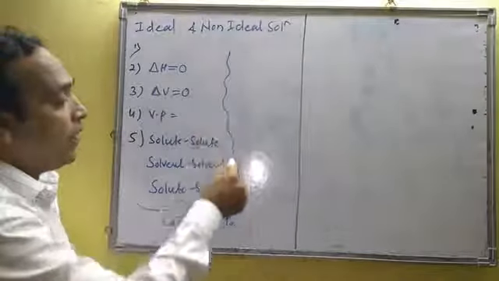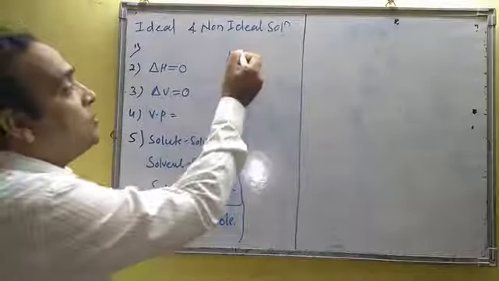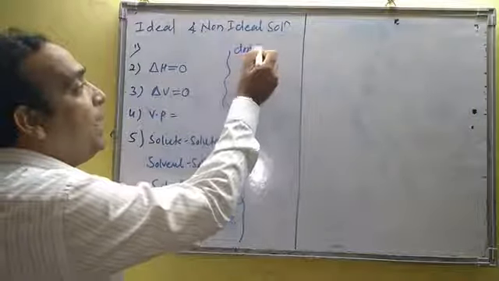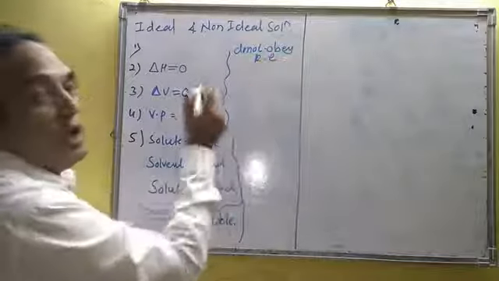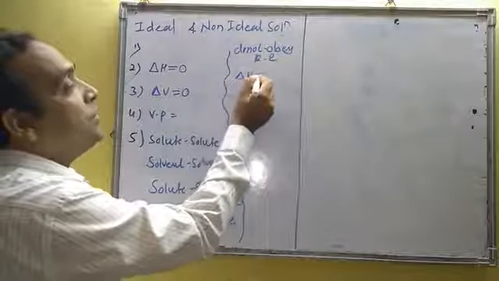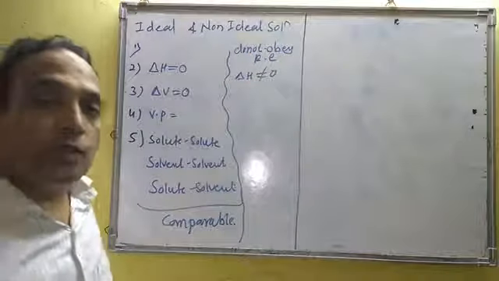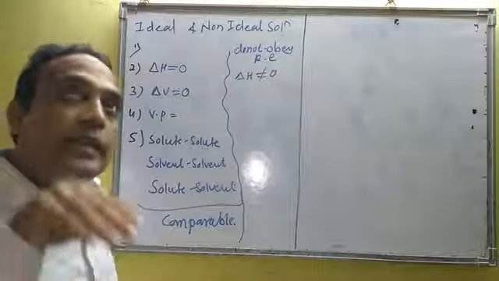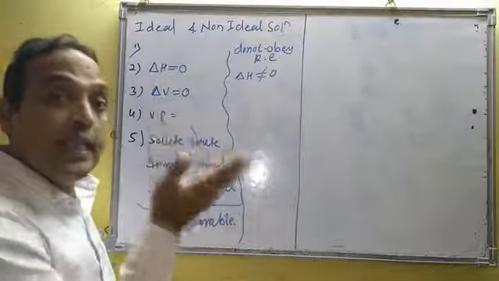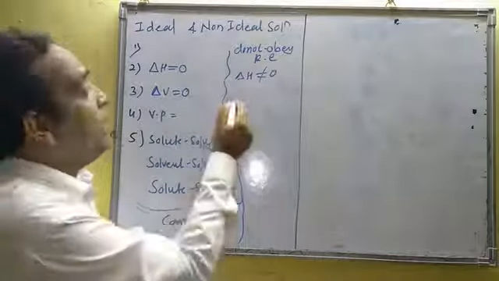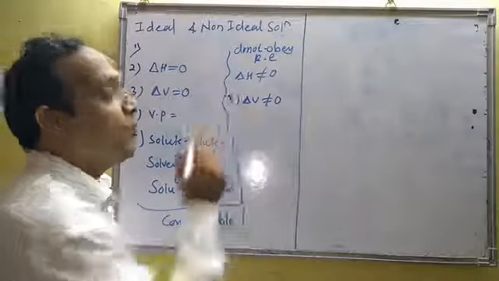All points opposite to this are for non-ideal solution. Now, non-ideal solution do not obey Raoult's law. In ideal solution, there will be no change in enthalpy. Means non-ideal solution में क्या होगा? जब दो कंपोनेंट मिक्स होंगे, either heat evolved होगा या heat absorbed होगा, मतलब delta H will be changed, not equal to 0. Now in non-ideal solution, there will be a change in volume.